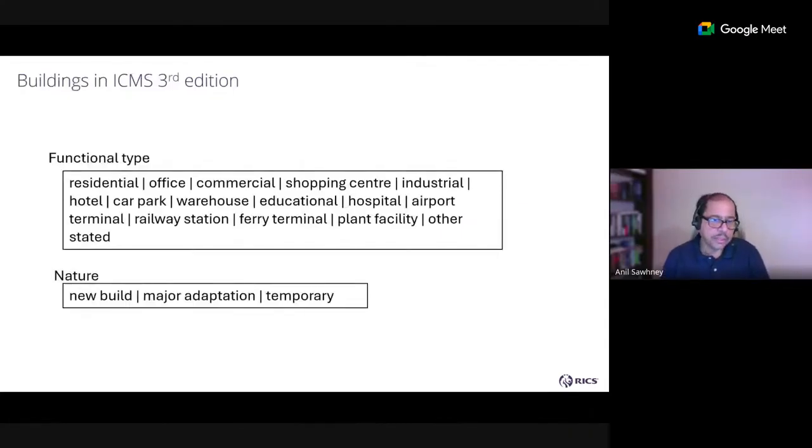Within ICMS, you can practically do all building typologies. You can have residential, office, commercial, shopping center, industrial, and the list goes on. It is also possible to do new builds, temporary works, and retrofits or adaptations. So again, it works very well with WLCA, where you can do a new build or work on an existing building.